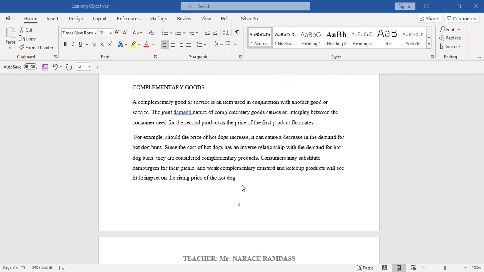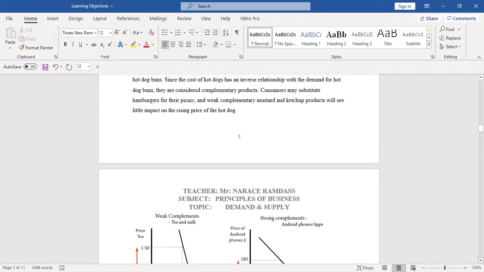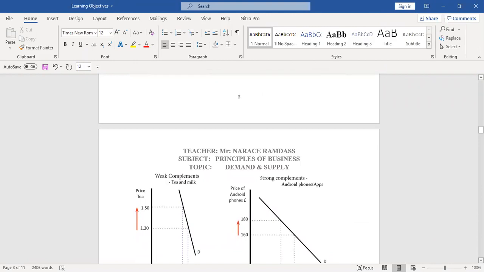All right. Good. For example, should the price of hot dogs increase, it will cause a decrease in demand for hot dog buns. I'm going over because we were interrupted by that. Since the cost of hot dogs has an inverse relationship with the demand for hot dog buns, if the price of hot dogs goes up, people are going to be demanding less hot dogs. If they're buying less hot dogs, then automatically they're going to be buying less hot dog buns. Consumers may substitute hamburgers for their picnic. A weak complementary, mustard and ketchup products, will also see little impact in the rising price of hot dogs. Now, what I need you all to understand is they are what we consider to be strong complements, and they're also weak complements. The effect is there will be a stronger effect on what we consider stronger complementary goods, right? The effect of a rise in price for the weak complements is not really significant.